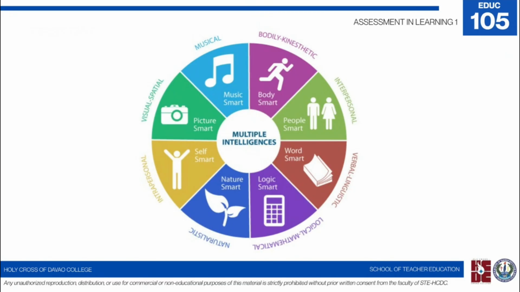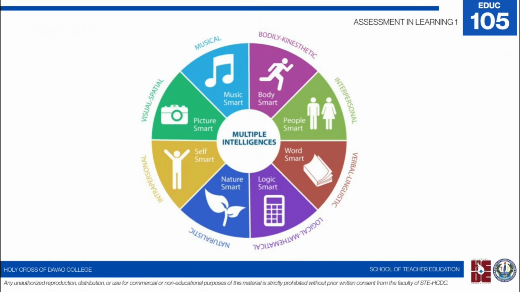Next, verbal linguistic intelligence, or the word smart. These are people who have well developed verbal skills and sensitivity to the sounds and meanings of language. Next, logical mathematical intelligence, or the logic smart, the ability to think abstractly and discern logical and numerical patterns. Sixth one, the naturalist intelligence, or the nature smart, the ability to recognize and categorize objects in nature.